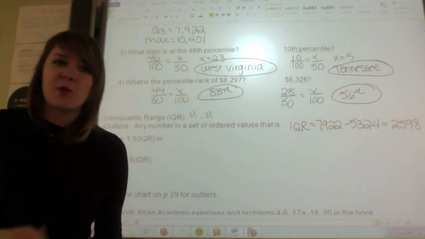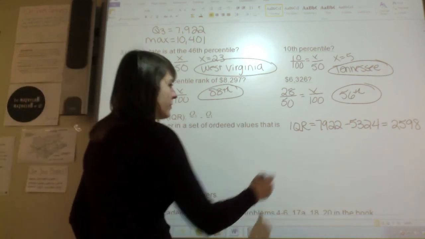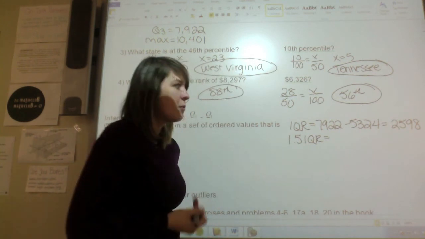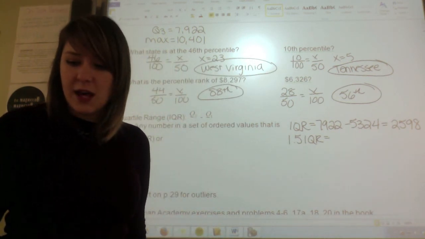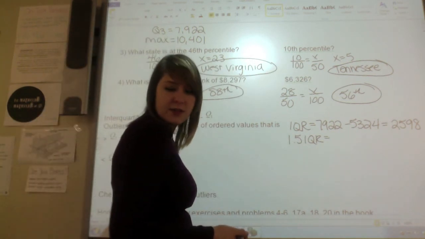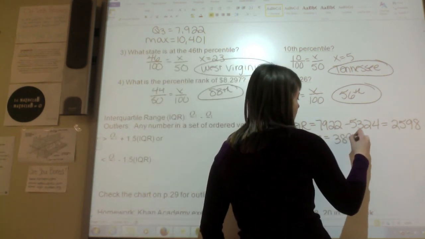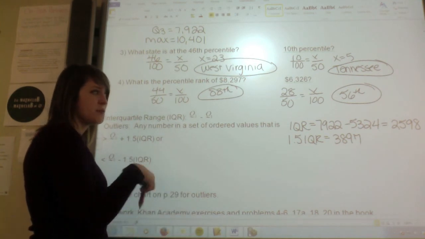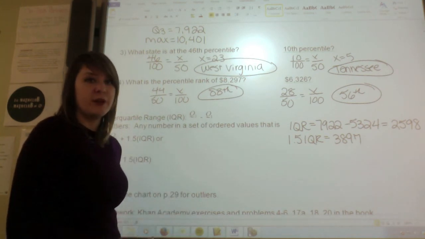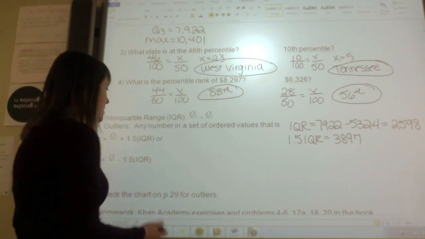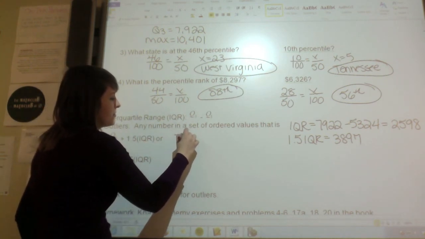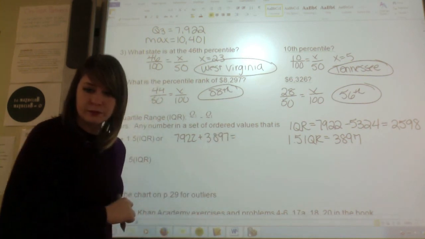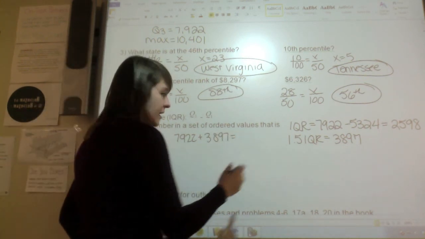Now what I can do is take 1.5 times that. So that's going to be 1.5 times 2,598. When I do that, I get 3,897. Okay, so now I'm going to add that to my upper quartile and subtract that from my lower quartile to figure out my new range. When I add that to my upper quartile, I get 11,819.